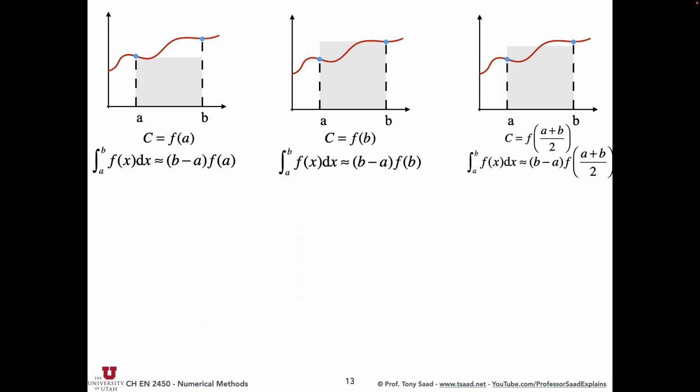Okay? All right, so right now we have these three formulas. Left point rule says the approximation of the integral of a function is b minus a times f of a. Right point rule, b minus a times f of b. And midpoint rule, b minus a times f of a plus b over 2.